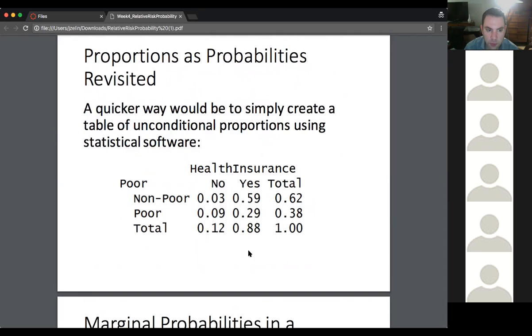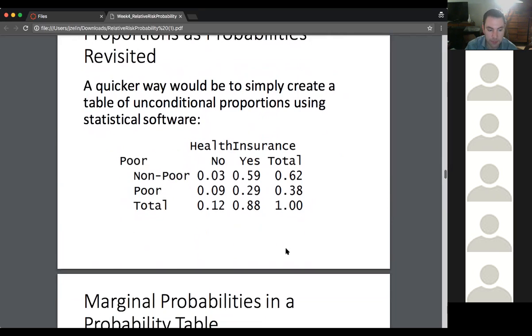So here is what it would look like. Within R, without having to make the contingency table and divide to get the proportion table, you could just use a command to make a proportion table straight away. So this is how your outcomes look in R.